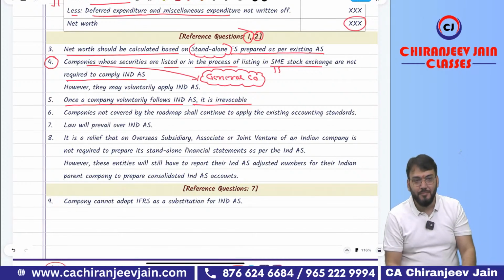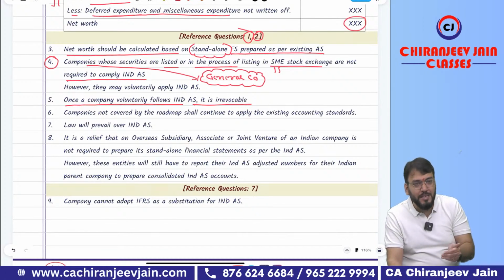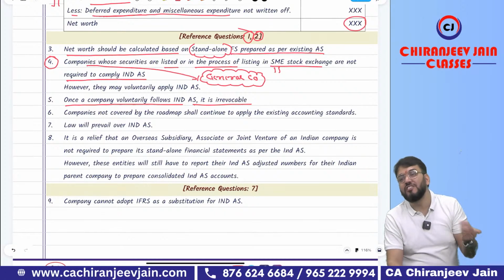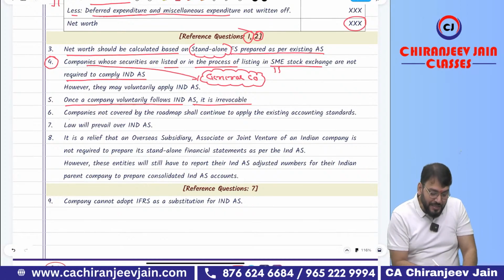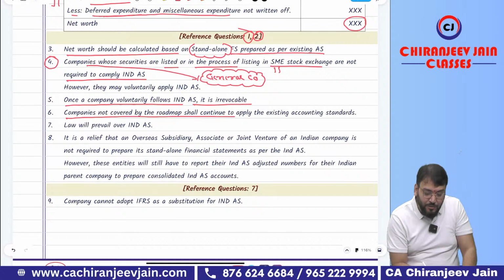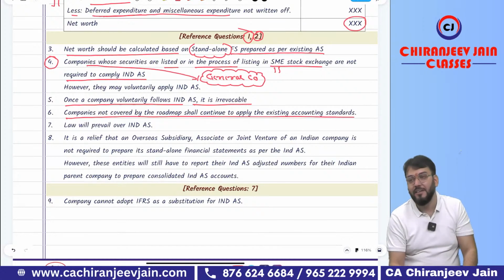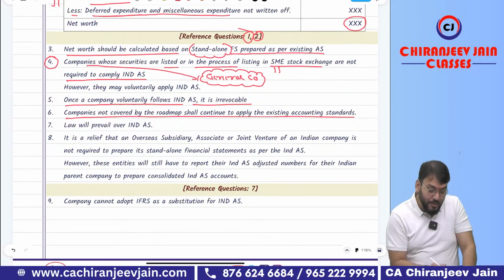Okay. Yes, sir. One point we have already understood: any company to which the roadmap is not applicable, to them the existing accounting standards will be applicable. So any company not covered by the roadmap shall continue to apply the existing accounting standards notified under the Companies (Accounting Standards) Rules, 2006. Simple. Yes, sir.